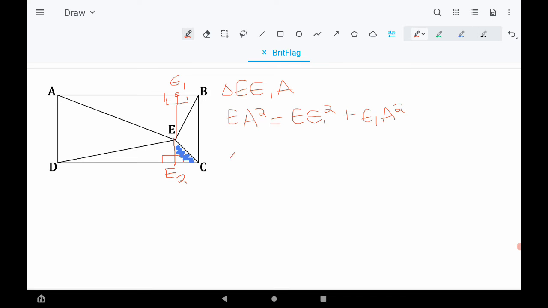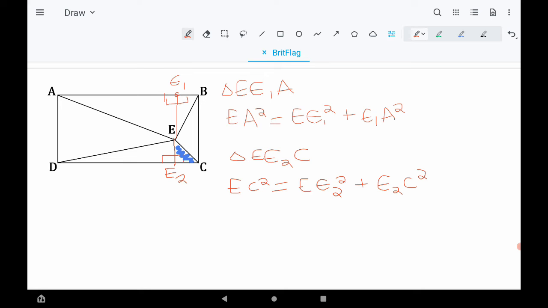Let's look at triangle EE2C. Now what's happening in the triangle? EC is the hypotenuse. So by the Pythagorean theorem, EC squared is equal to EE2 squared plus E2C squared. Okay, so now we have relationships for EA squared and EC squared.